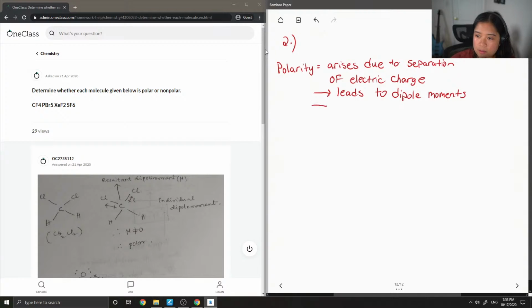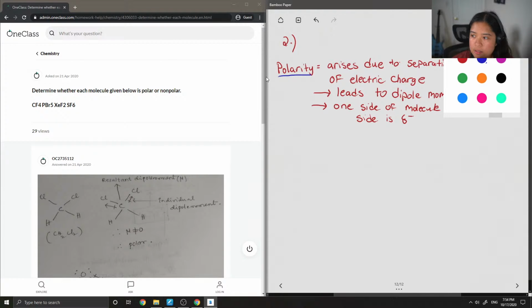And usually this happens when one side of the molecule is slightly positive and the other side is slightly negative. Okay, so let's look at the options they give us.